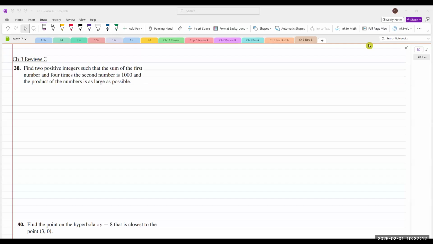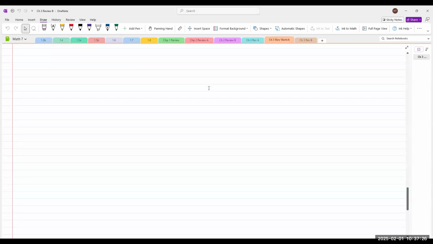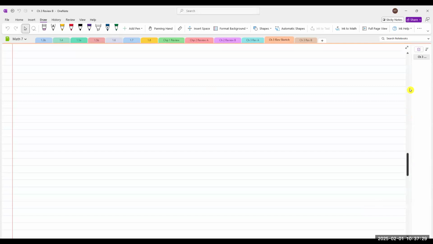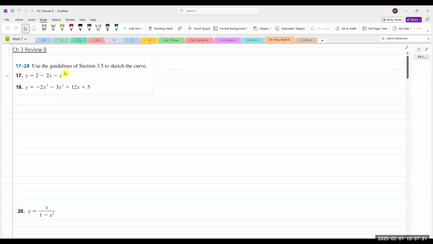Hello. We did chapter review A before, and I will go on with the second part here. For now, I will skip the sketching graph. I will do it later. I think it will take some time, so I do it separately after this. I call this sketch.